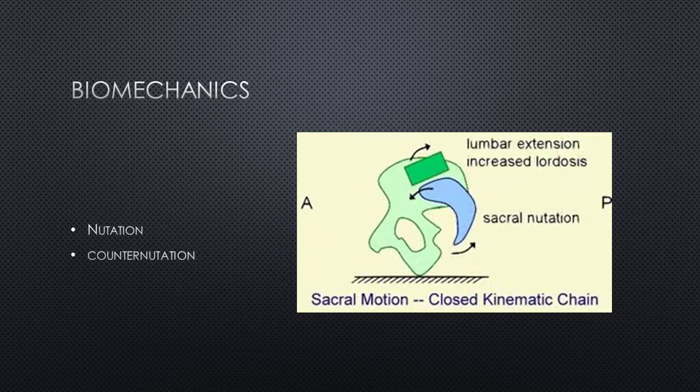Counternutation is the posterior superior movement of the sacrum. In this movement, the paired ilia separate and the ischial tuberosities approximate, and this occurs during supine.